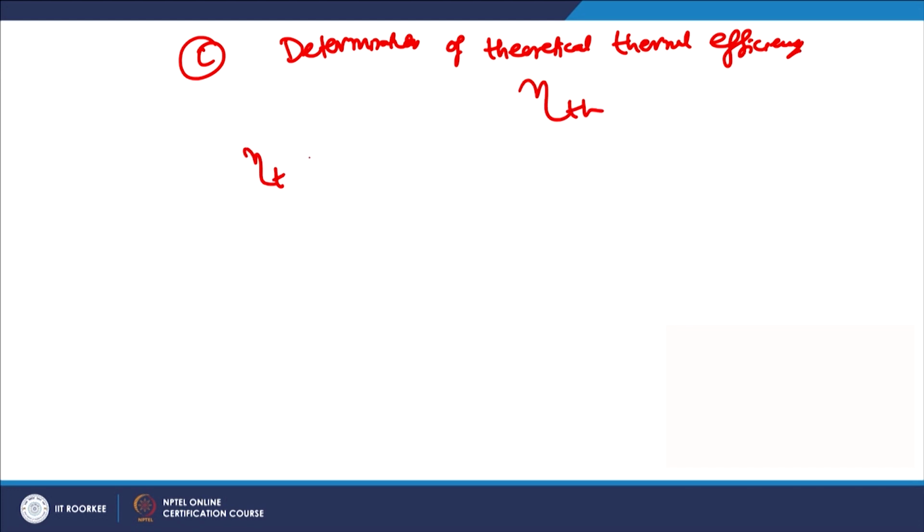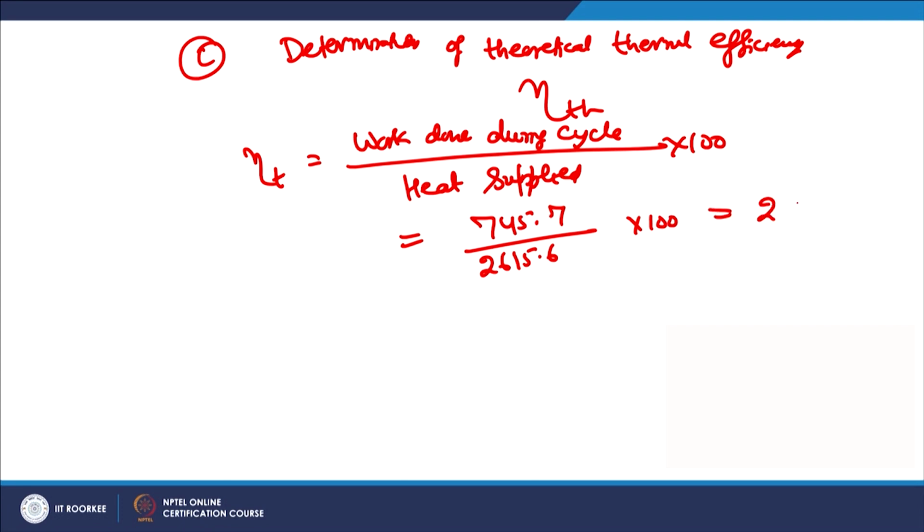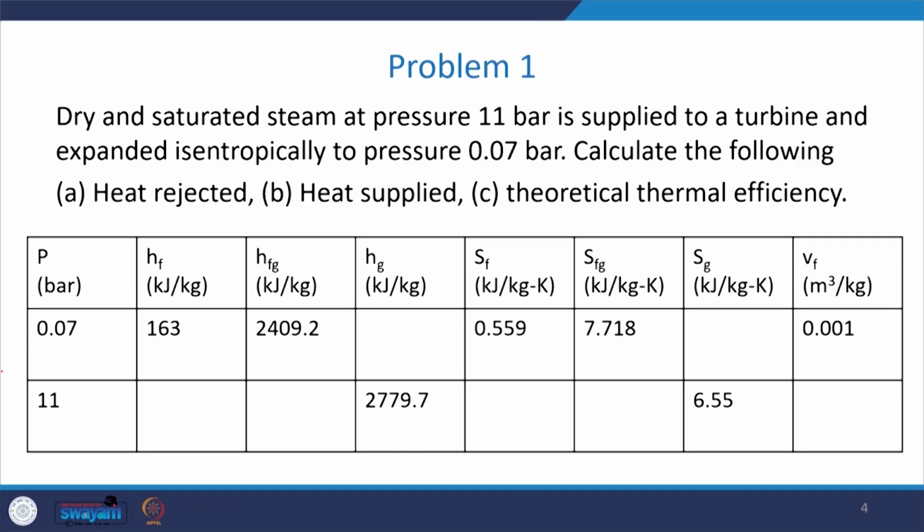Now this can be calculated by work done during cycle divided by heat supplied multiplied by 100. So we have already calculated the required values, that is 745.7 divided by 2615.6 into 100, and that is efficiency is 28.5%. So this is the desired result we have calculated by this way. Now let us move to the another problem.